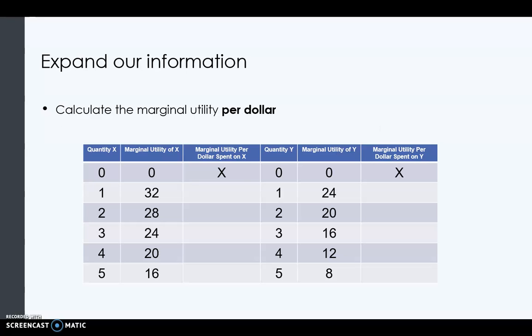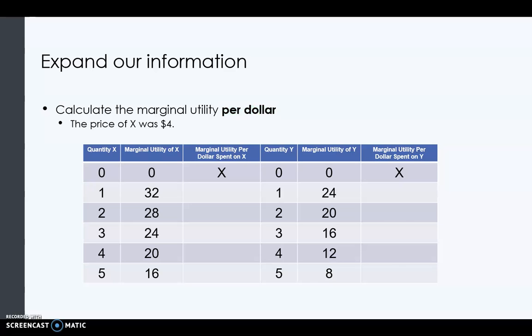Okay, so we have our information here, but what we want to do is calculate not just our marginal utility, but we need our marginal utility per dollar. That's going to be one of the key pieces of information to use what we call the shopping cart method. So I've added a little bit of space so that we can include our marginal utility per dollar.